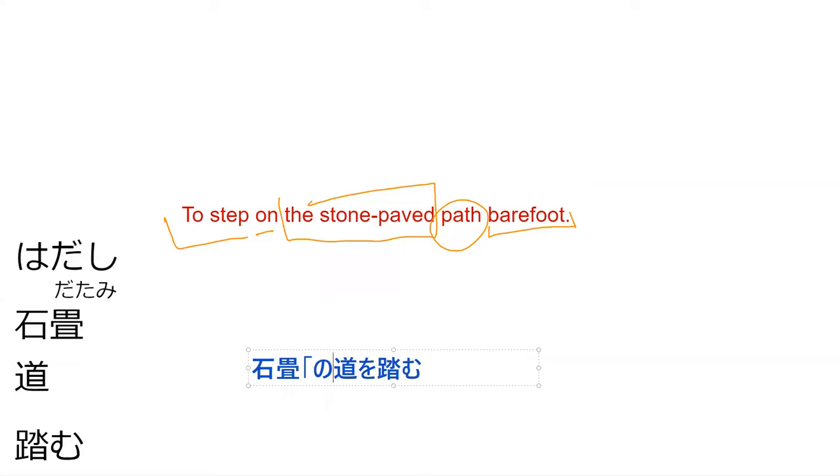So this right here literally says to step on, this is the o, the path that is stone paved. So the stone paved, to step on the stone paved path. So now we want to add barefoot. There's no relative clause here, so that means you want to end in a verb. So we're ending in the verb. So X and V. So where do we want to put barefoot? At V or X?